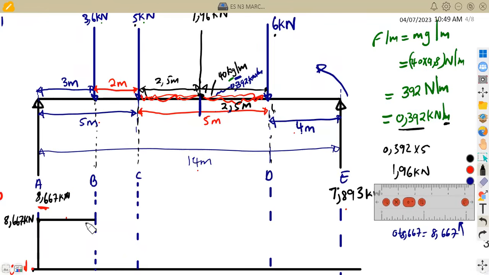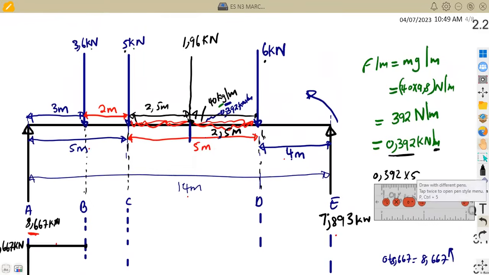Now at point B, this is where we are now. We are at 8.667. We are going to see that there is a point load at point B in this case of 3.6 kilonewton. A point load is facing down, so we subtract. So at 8.667, we are going to subtract 3.6.